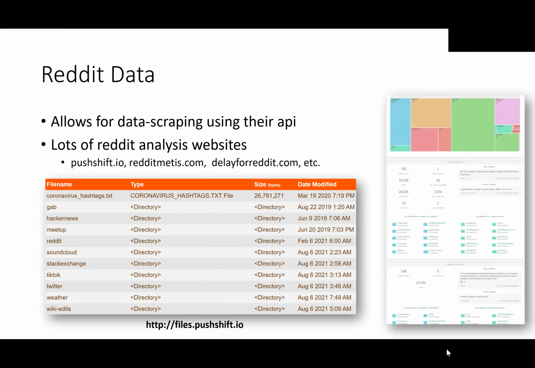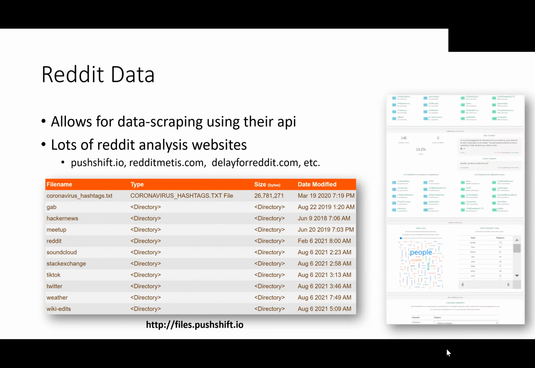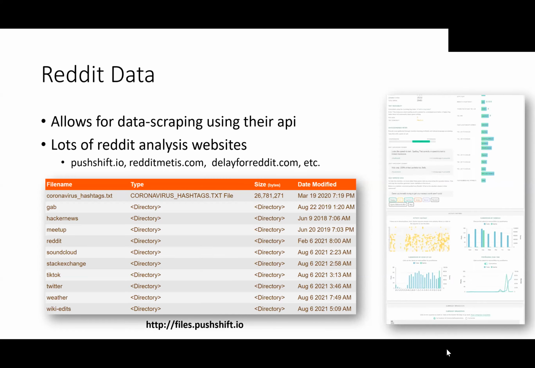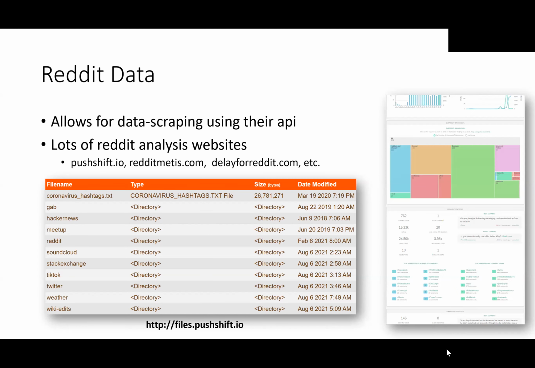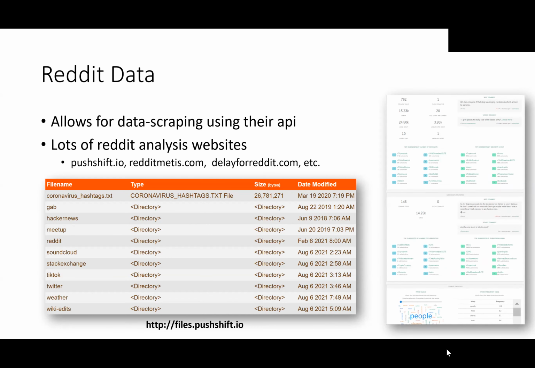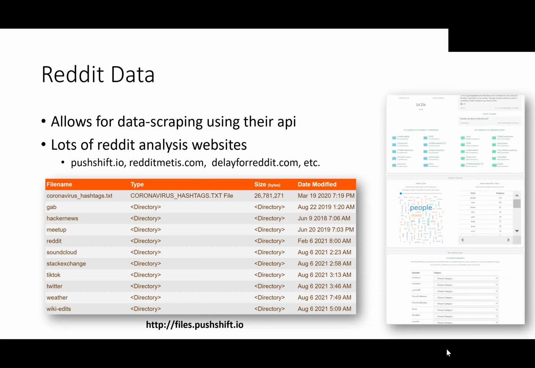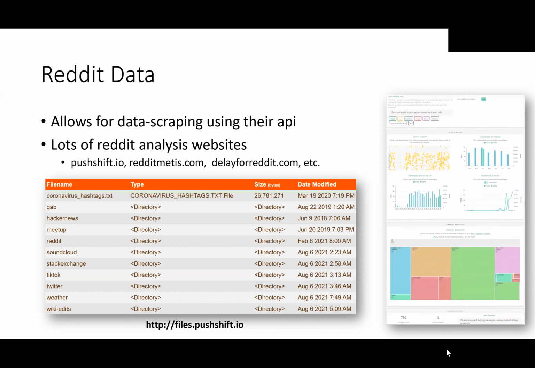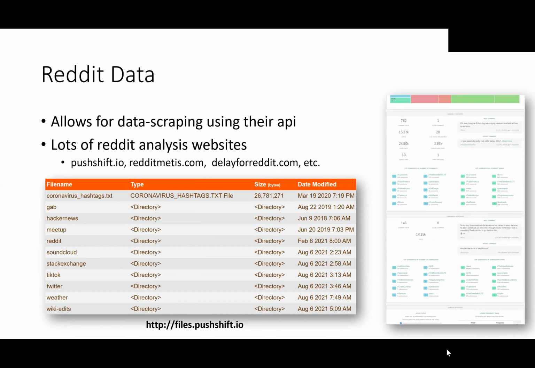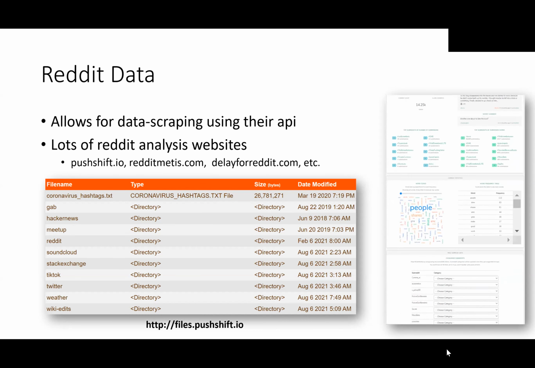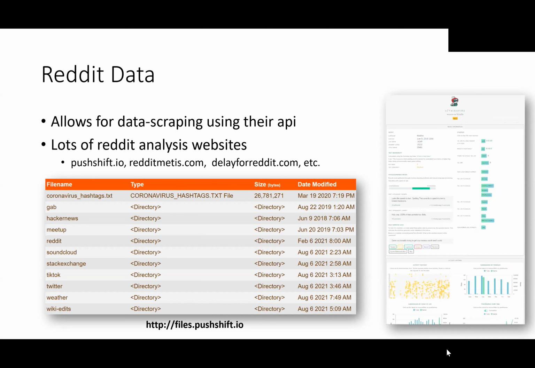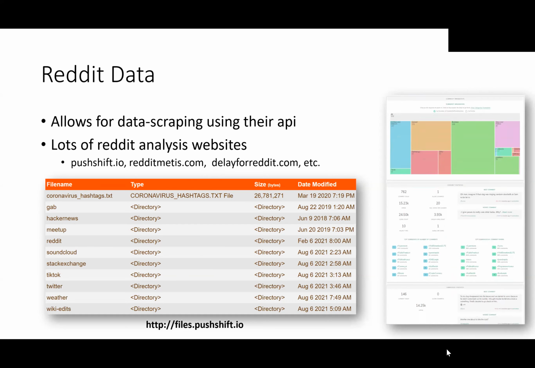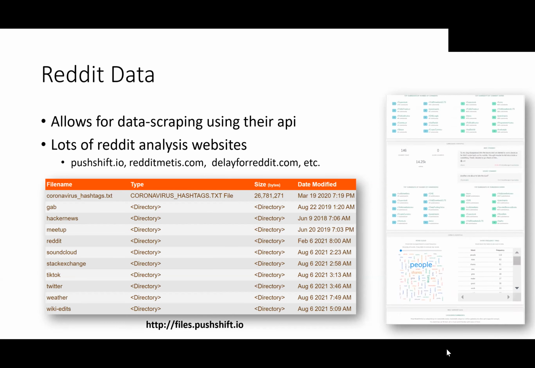There are all these other websites, like Reddit Meetus or delayforreddit.com, and it goes on and on. The animation you're seeing on the right is where I took the same user and typed his username into Reddit Meetus, I guess that's how you pronounce it, and it gives you a whole profile of the user. You can see some of the figures have to do with when they're posting, and what words they're using and so on. It's really interesting.